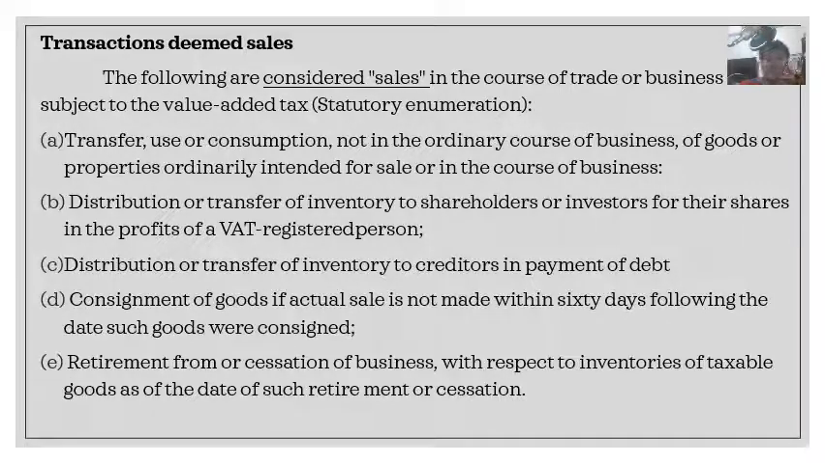So, ano yung mga sinasabi nating deemed sale transaction? Number 1 is transfer, use, or consumption not in the ordinary course of business of goods or properties ordinarily intended for sale in the ordinary course of business. So, yung mga ibinibenta mo, mga goods na binibenta mo ordinarily, pero kinuha mo at ginamit.